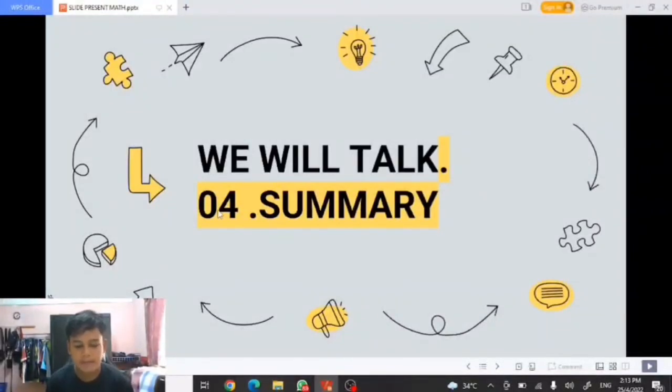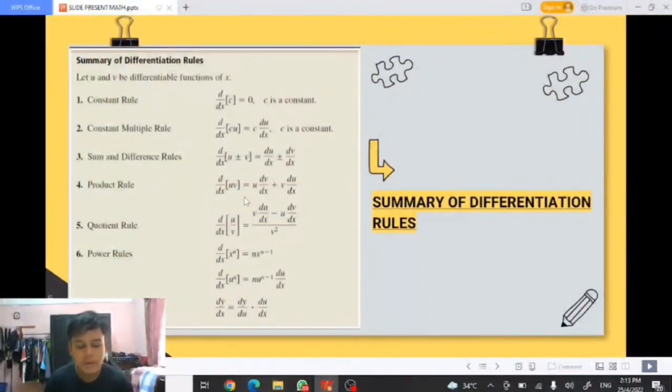Thank you to Muhammad Fariz. Now I will continue this presentation to talk about summary. So this is the summary of differentiation rules. Number 1, constant rule. The formula is d over dx bracket c equals 0, where c is a constant. Number 2, constant multiple rule. The formula is d over dx bracket cu equals c du over dx, where c is a constant.